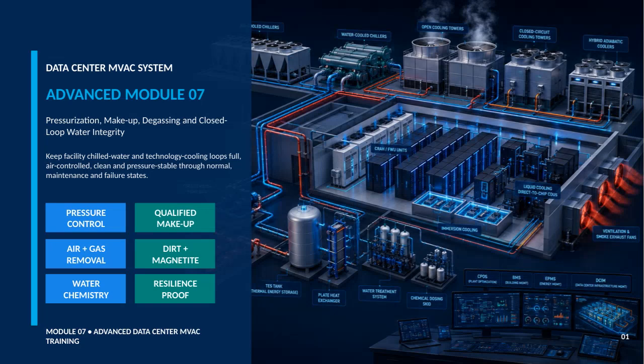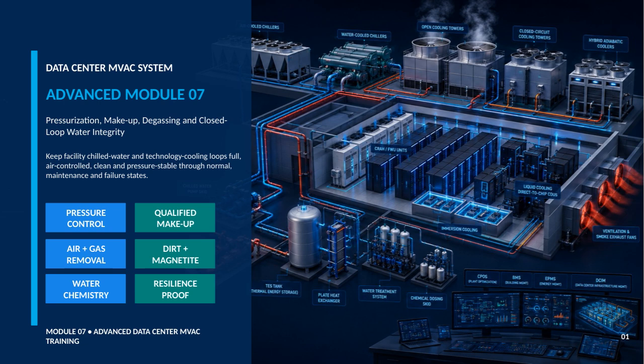Today, we're diving into Data Center MVAC systems with Advanced Module 07, focusing on pressurization, makeup, degassing, and closed-loop water integrity. The goal here is to keep both the facility's chilled water and technology cooling loops full, air-controlled, clean, and pressure-stable through all operating states, whether normal, maintenance, or failure.